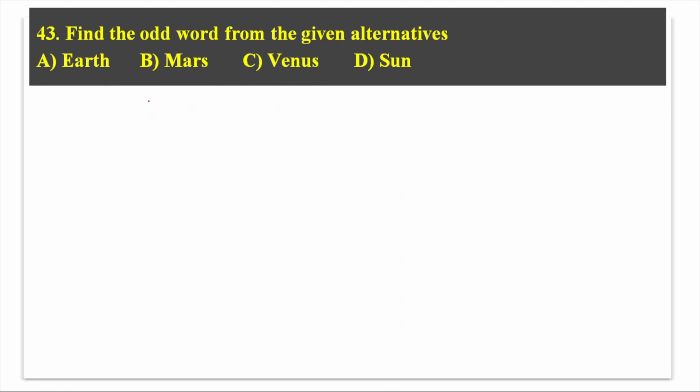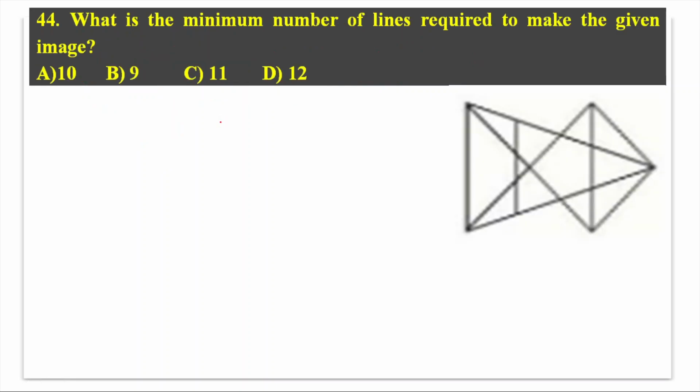He gave, okay, find the odd word from the given alternatives here: Earth, Mars, Venus and Sun. So he gave the planets here and stars here. So Earth, Mars, Venus are all planets, and here Sun is a star here. So the odd one among this will be the star here. I hope you understand this question. Okay, this will be the next question.